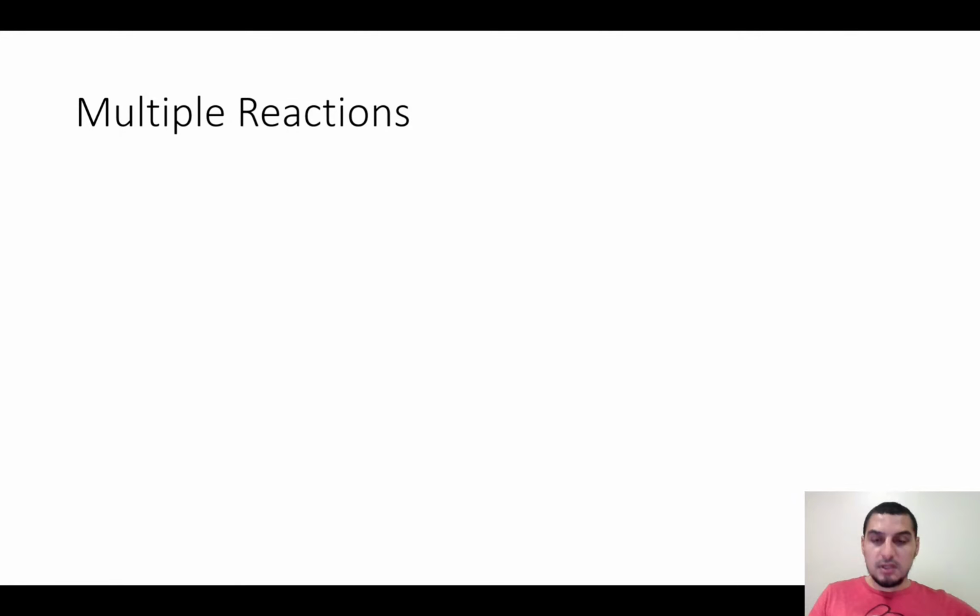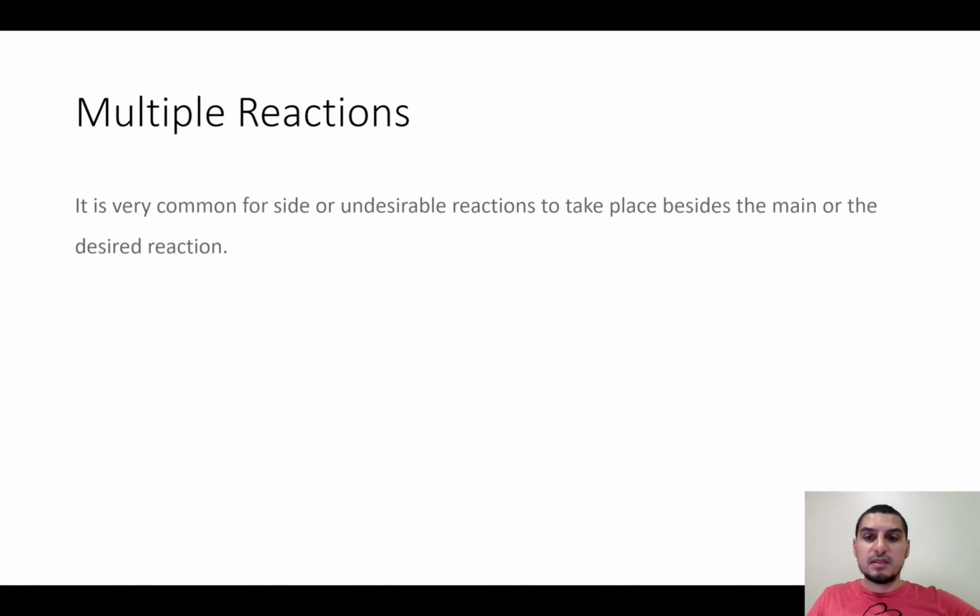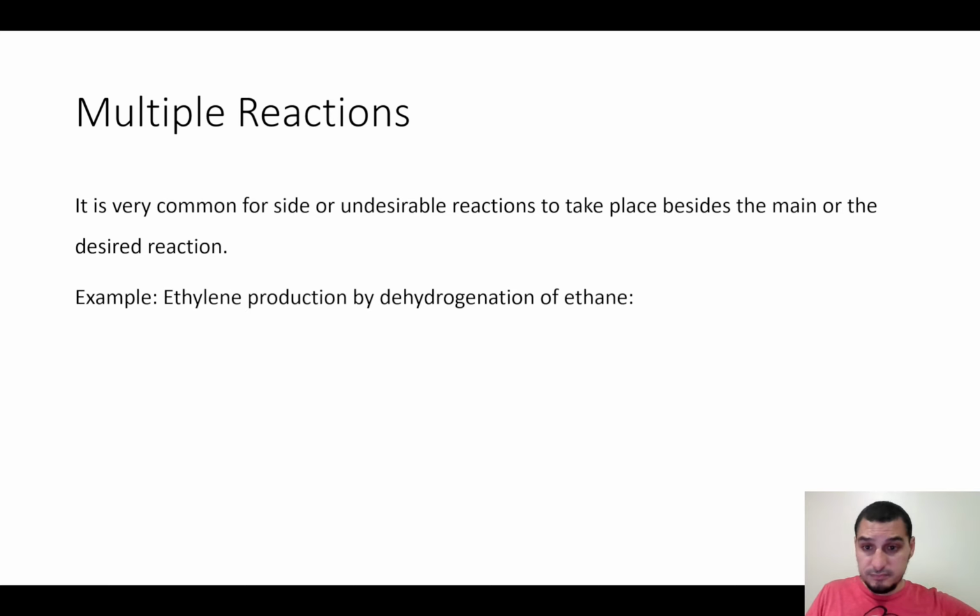Hello everybody. In this video we are going to discuss one very common case that we deal with in case of chemical reactions, which is dealing with multiple reactions. And one of the common cases of having multiple reactions is to have a reaction that is desired. For example, let's take this reaction here for the dehydrogenation of ethane to produce ethylene.